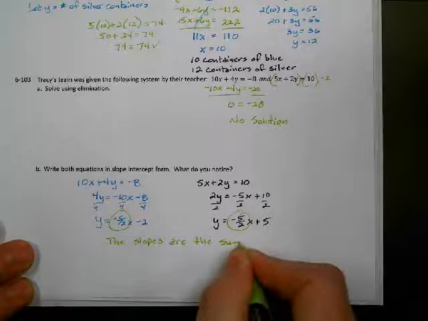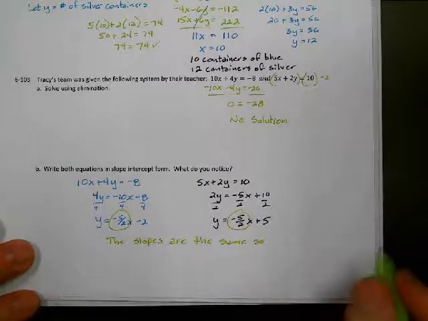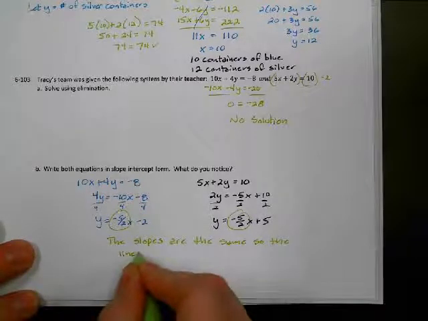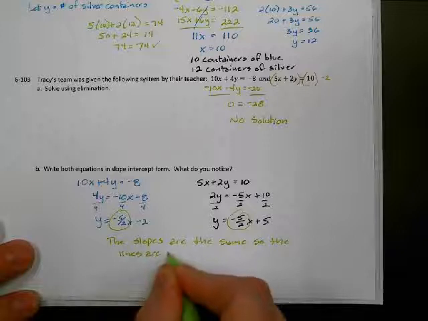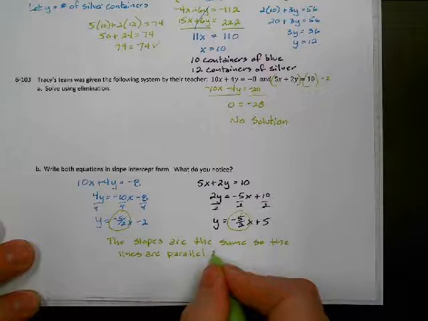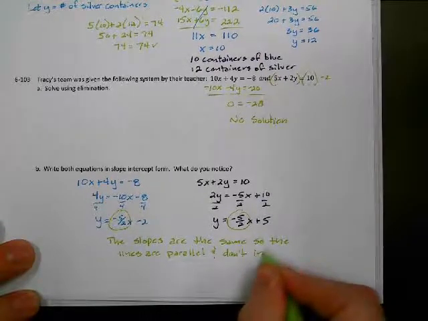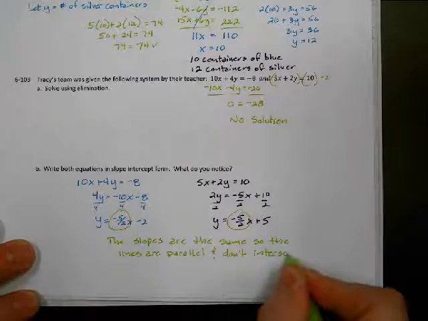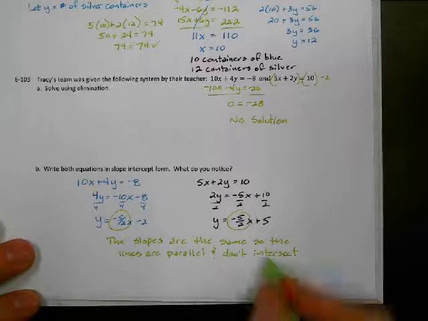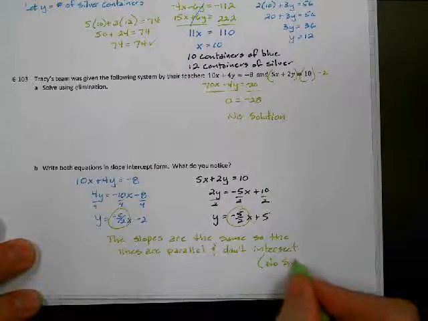So the lines are parallel and don't intersect. And remember, our answers are the intersection. So if they don't intersect, that means there's no solution to be had. Boom.